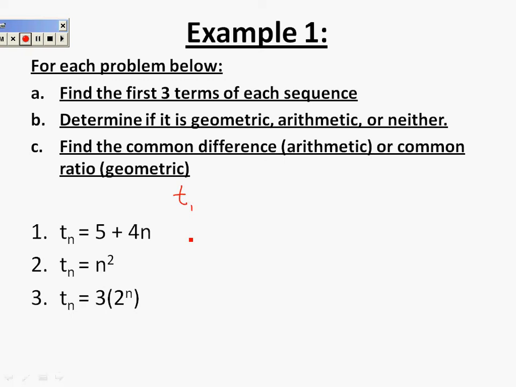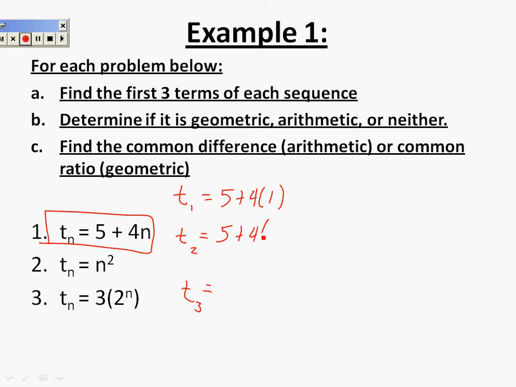T2, and T3, which means that, now what we have over here on the left is a nth term formula. This is a formula that will tell you any term you want if you just plug in the term you're looking for. So if I'm looking for T1, I'm just going to replace n with 1. So in this case, T1 would be 5 plus 4 times 1. Okay? Also, if we plug in 2, we'll have 5 plus 4 times 2. And the last one will be 5 plus 4 times 3.